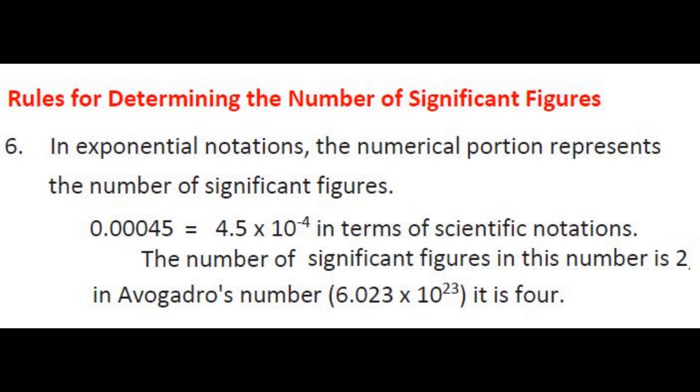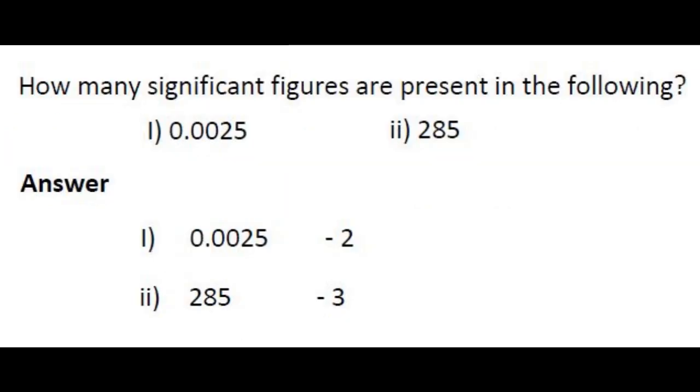Now let us go to the question given. How many significant figures are present in 0.0025? There are 2 significant figures. And second option 285 has 3 significant figures in it.